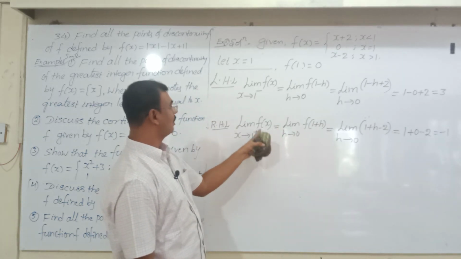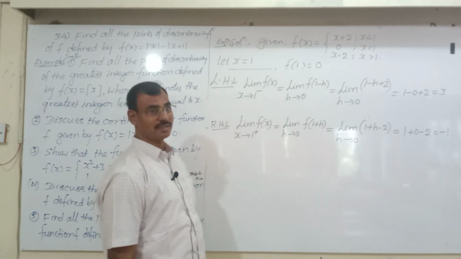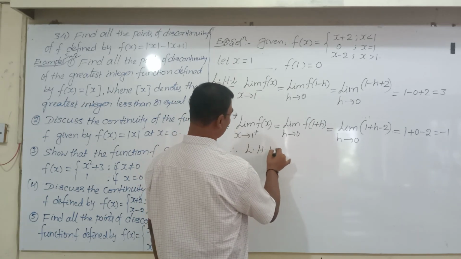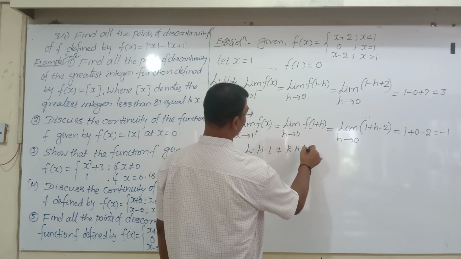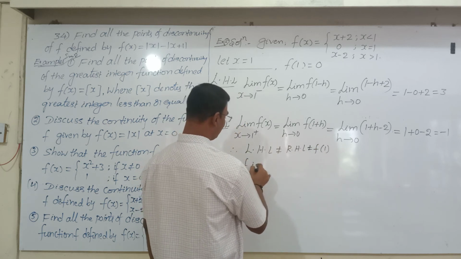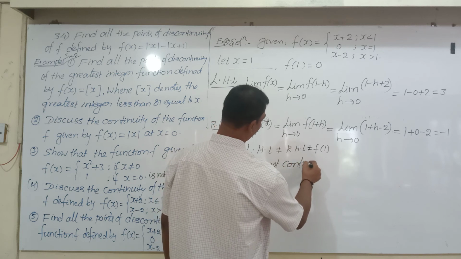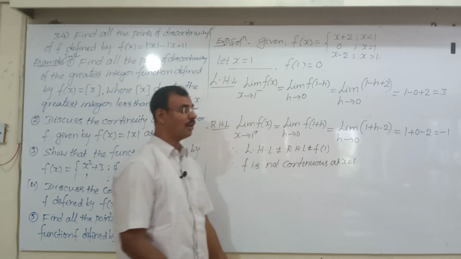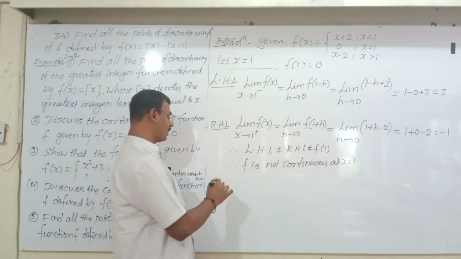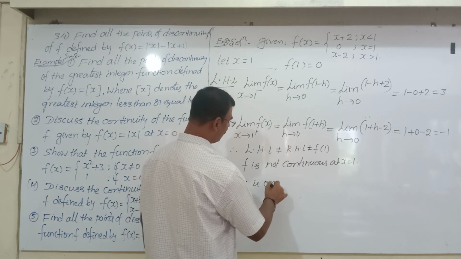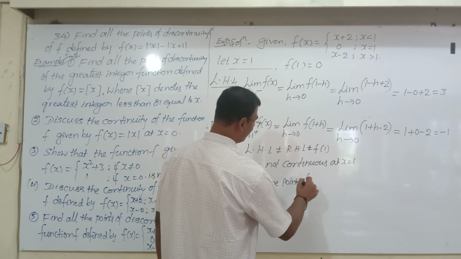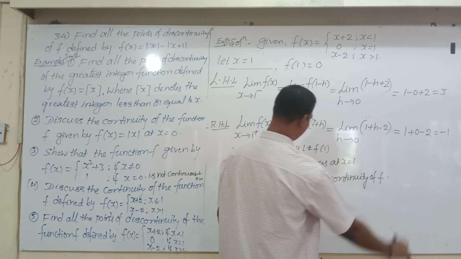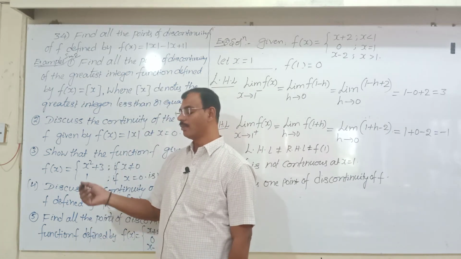Observing, all exist here. Left hand limit exists, right hand limit exists, f of 1 also exists, but they are not equal. Hence it is a discontinuity. Therefore, left hand limit is not equal to right hand limit, which is not equal to f of 1. Therefore, f is not continuous at x is equal to 1. But it is asking to find the points of discontinuity. How many points here? Only 1. Hence x is equal to 1 is 1 point of discontinuity of f. There is only 1 point of discontinuity.